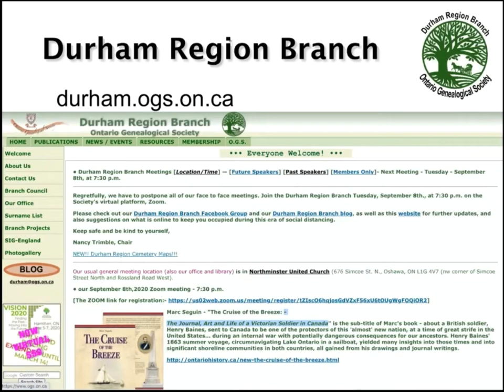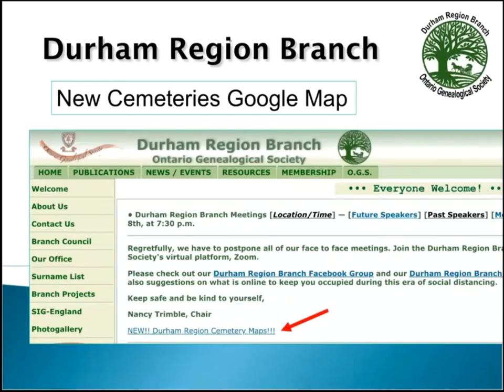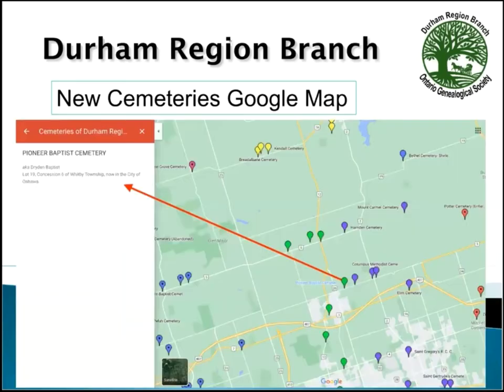And we've got something new to share with you. We've got a new Durham Region cemetery map. It's on Google. And we've marked all the cemeteries that we know of in Durham Region and listed some information about them. And we feel this would be very useful for those of you needing to go to the cemeteries that your ancestors were buried in.